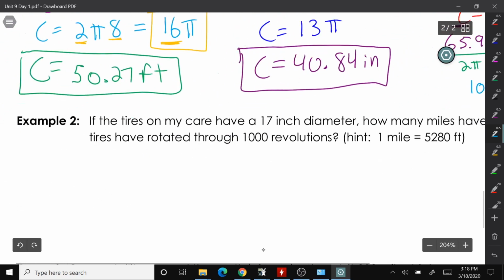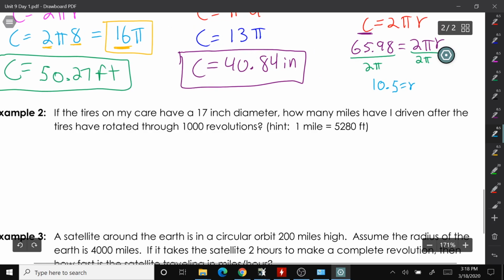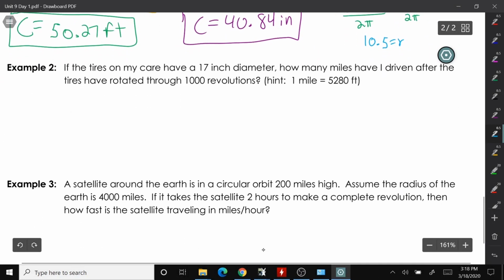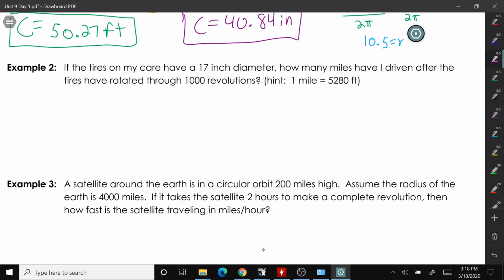All right, let's look at example number 2. In example number 2, the question says, if the tires on my car, not care, have a 17-inch diameter, how many miles have I driven after the tires have rotated through 1,000 revolutions? So what we're first going to do is find the circumference of the car tire.